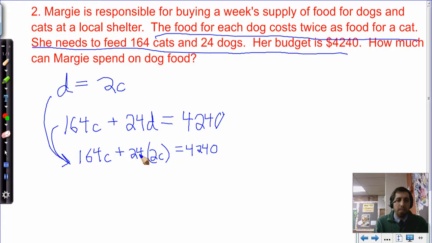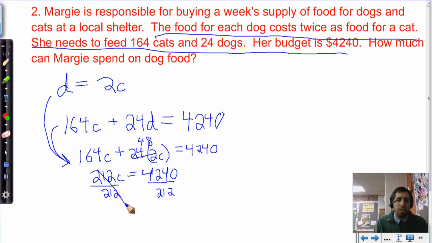Okay, I'm going to do this real quick. 24 times 2C, 24 times 2 times C, is the same as 48 times C. If we have 48C and 164C, we're going to have 212C equal to 4,240. Divide both sides by 212. Oh, this is going to work out neatly.